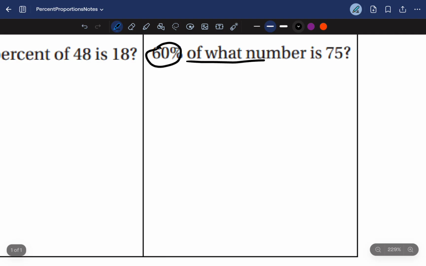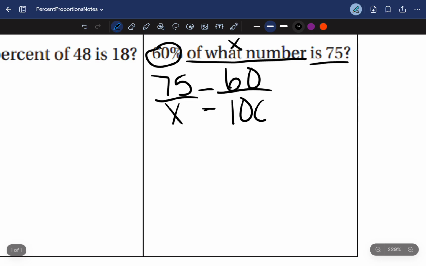So then it says of what number. The what part is the unknown, so that's going to be our x, and then is 75. We wrote is over of earlier, so I just want you to keep a mental note of that, is over of, or just refer to your paper and pay attention. So is what goes on top. It is the part. So it's 75 over what number? We don't know. So that's x equals, so we have 60, which is our percent, and percent is always out of 100.